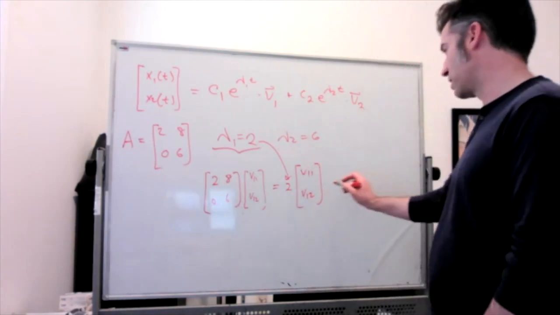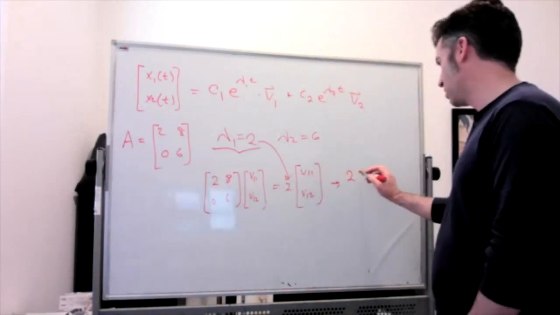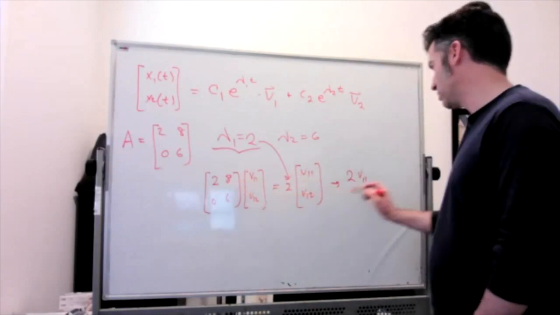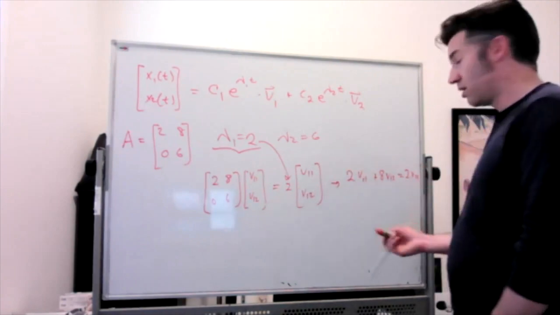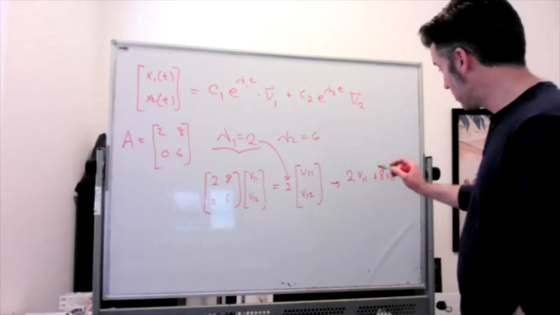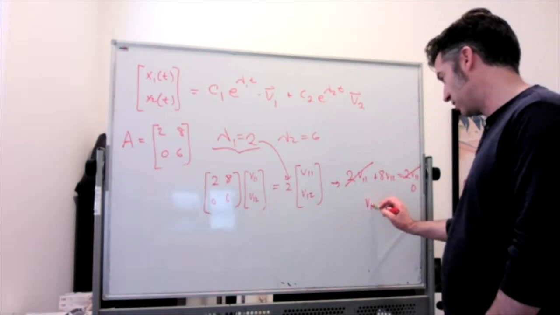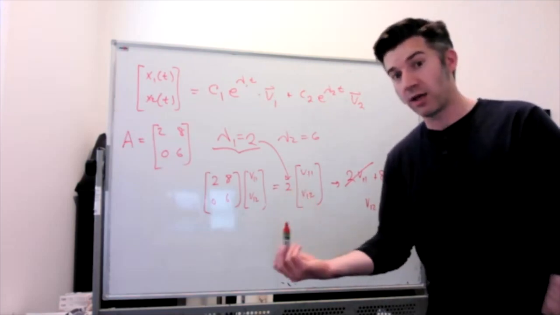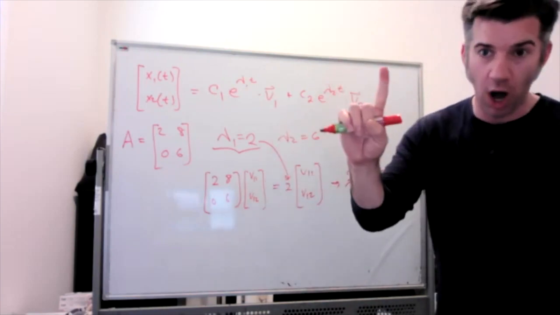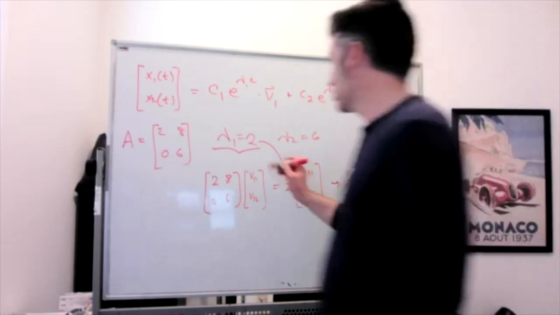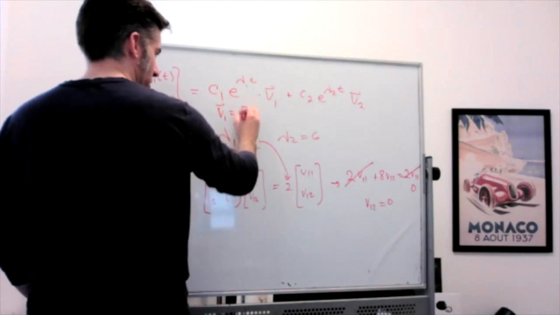So then our first equation is going to give us 2 times v11 plus 8 times v12 equals 2 times v11. The 2 v11s cancel out, and 8 v12 equals 0, so v12 has to equal 0. And we know when one of the components is 0, the other one is anything except for 0, and we choose 1. So v1 is going to be the eigenvector 1, 0.